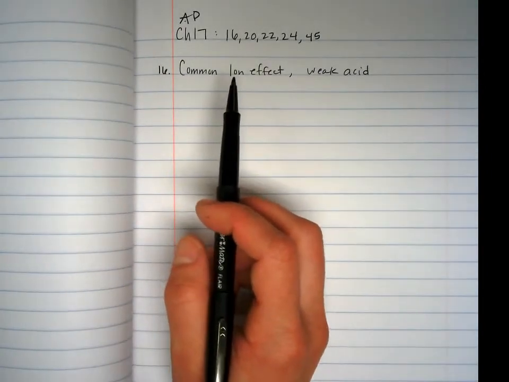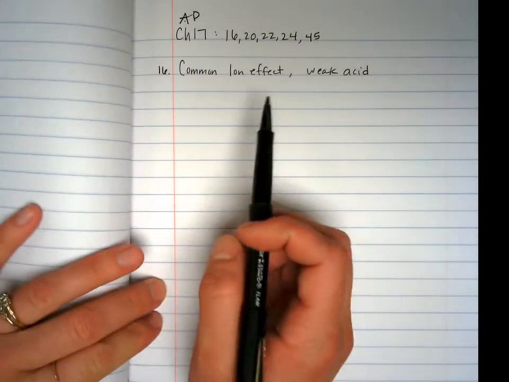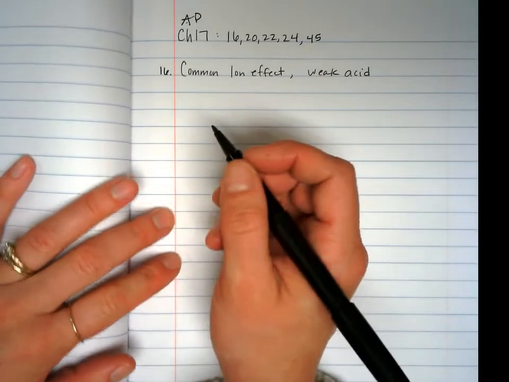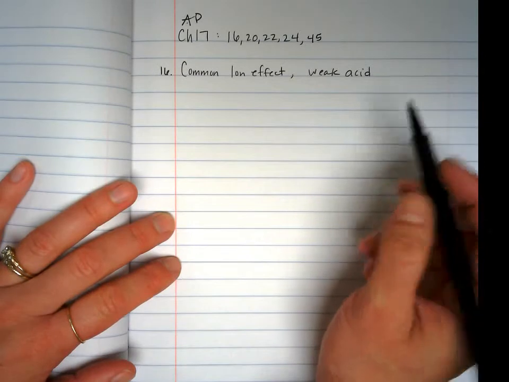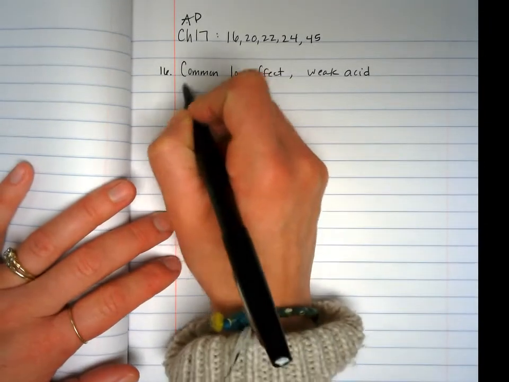16 has to do with the common ion effect, and we're dealing with a bunch of weak acids here. And so the main point here is when we set up our ICE table, we know we're going to have a little bit of the conjugate base of the acid on this side initially. So let's see what that looks like.